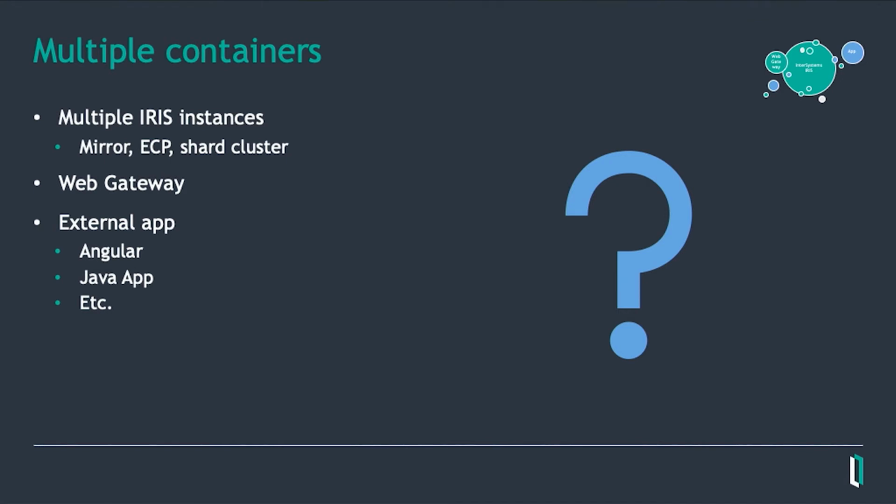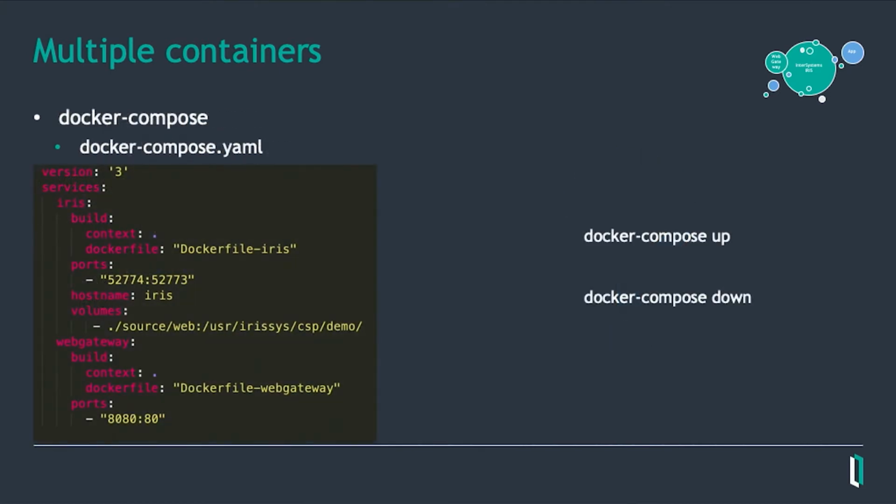Also, if you're running the web gateway, so if you have an Apache instance or Nginx with the web gateway installed, you'll probably want to have this running in a separate container. You'll need to know where IRIS lives. Similarly, if you have an Angular app or a Java application, again, these should all be in their own container. So you're going to want to figure out how to start these up and have them know where IRIS lives and to do all that efficiently.